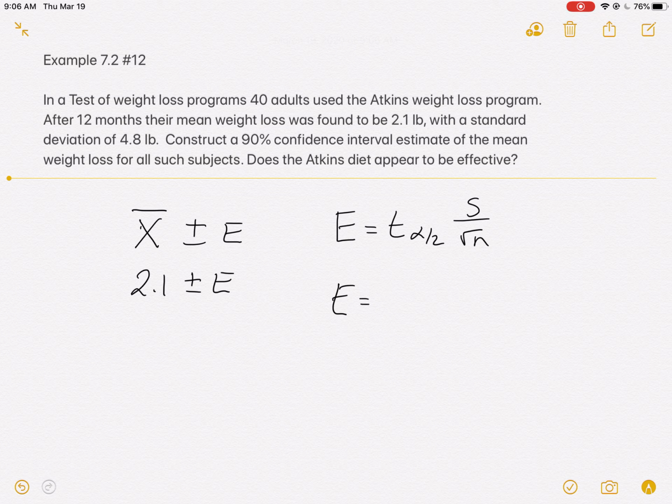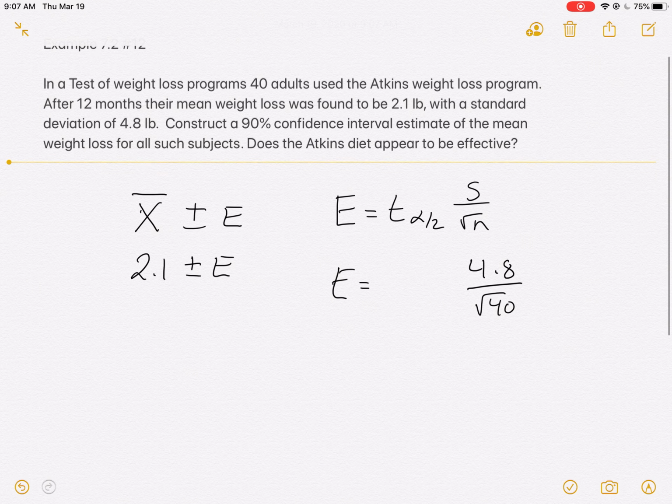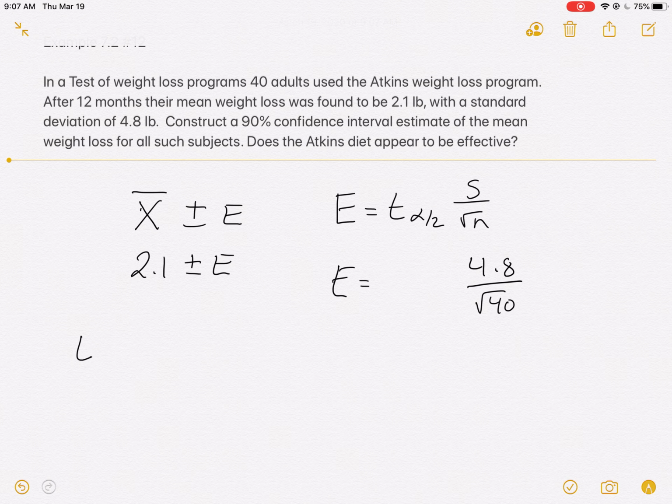So E, let's skip the t alpha over 2 for just a minute. I'll leave some space there. But S, totally given to us in the problem, the sample standard deviation is 4.8. And the n is also given to us. It's 40. So the only thing that we have left to do is identify what this t alpha over 2 value is. So what is that?